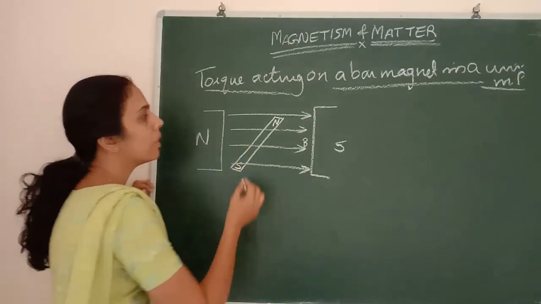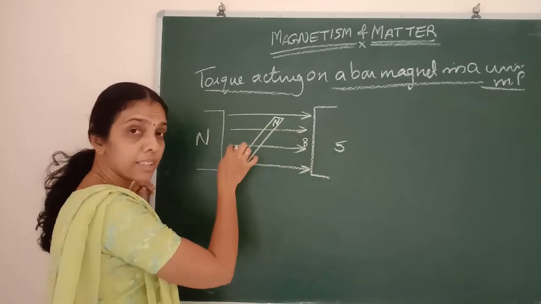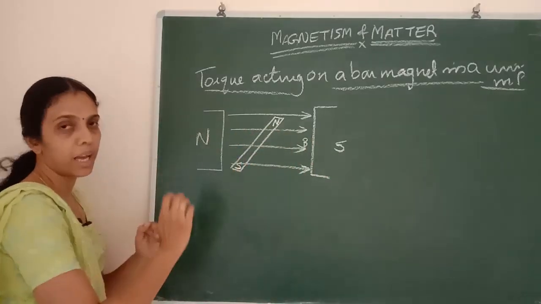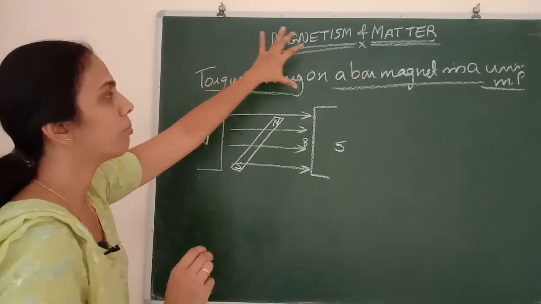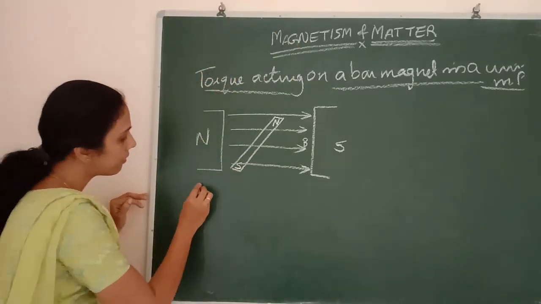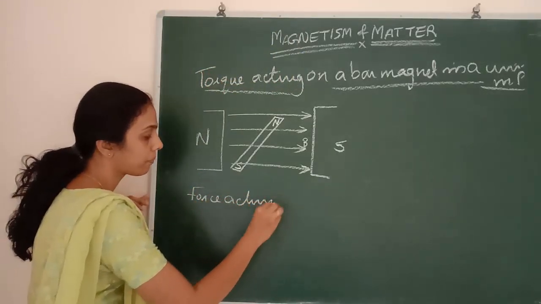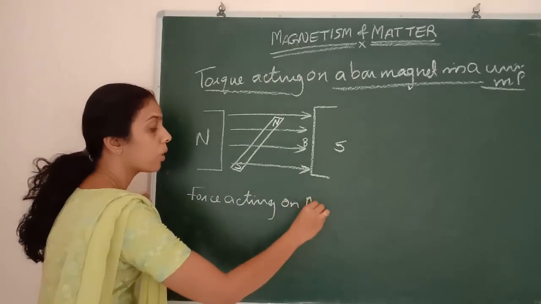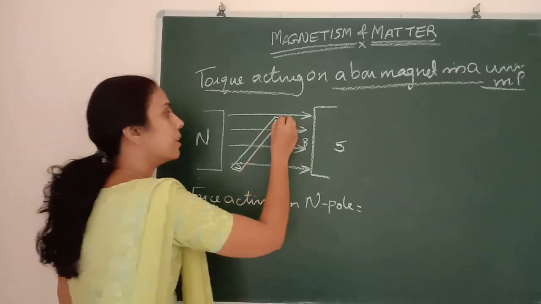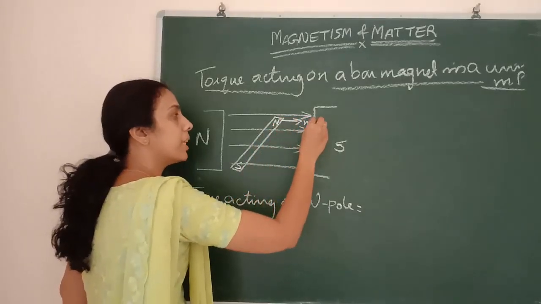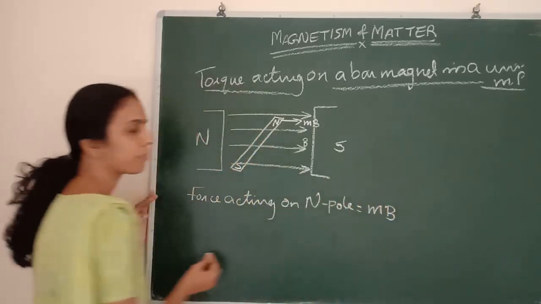Now, in the magnetic field, a bar magnet is present, which means the torque will happen, a rotational effect will happen. First I am going to consider what will be the force acting on the north pole. It will be acting in this direction. It will be mB. This one we already learned, isn't it? So it is mB.